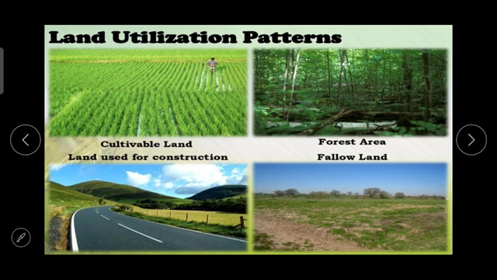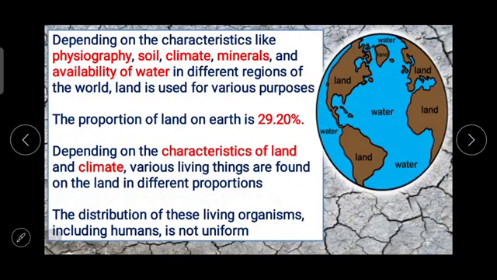Now on the screen you can see land utilization patterns. In that, cultivable land, where farming can be done, then the forest area, land used for construction, and the fallow land where agriculture is not possible on that much percentage. Depending on the characteristics like physiography, soil, climate, minerals and availability of water in different regions of the world, land is used for various purposes. Depending on the physiography, if it is a good place to live, people can live there; if it is a good place to set up a factory, a factory will be set up there; if it is a good place for farming, farming will be done there.